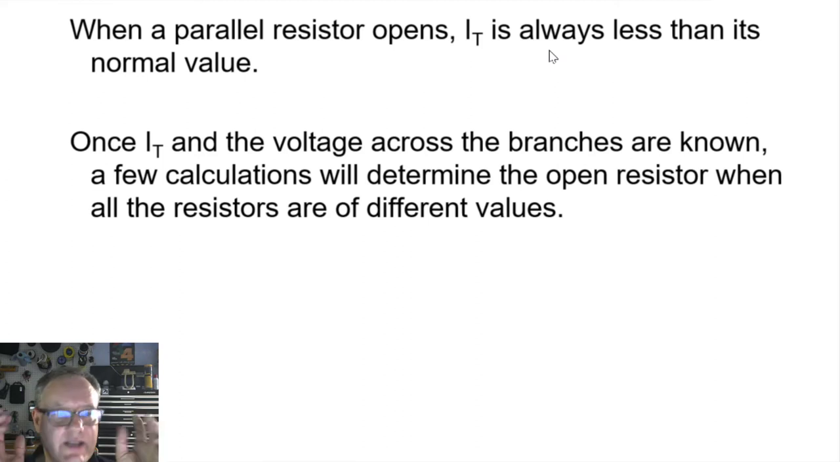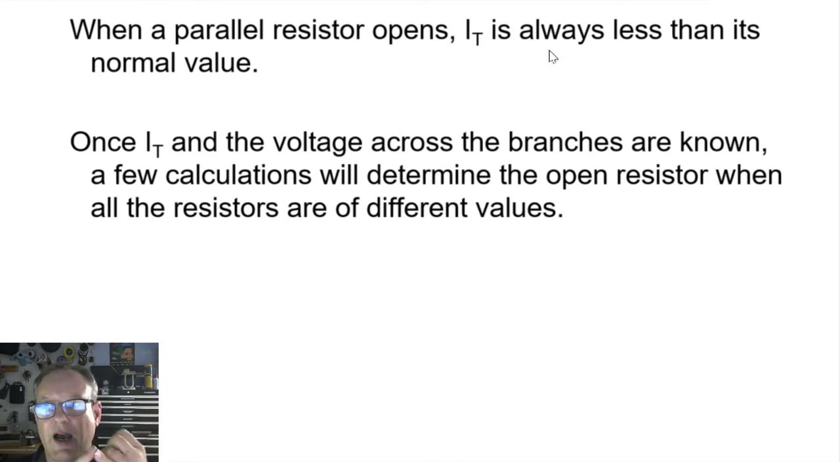Okay, once IT and the voltage across the branches are known, a few calculations will determine the open resistor when all of the resistors are of different values. So what does that mean? Let's go through it. If I knew the total current, IT, and I knew the voltage across the branches, which is all the same, right? Then I'm going to say, okay, I know the total resistance. Now, if I knew the resistance of only one of them, I could calculate the resistance of the other. Actually, it's really complicated to isolate one of the R's in that complicated resistance formula. So you can just use Ohm's law, because you know the total current.